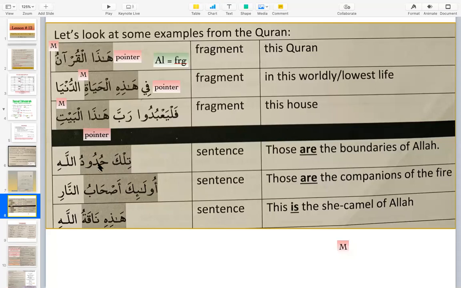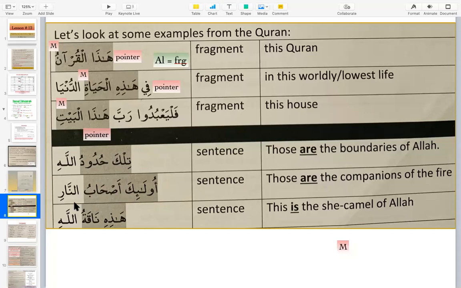Why? Because tilka hudud is broken plural. Okay. So this is considered singular feminine. So that's why tilka is used over here. Tilka hududullahi. Those are the boundaries of Allah subhanahu wa ta'ala.